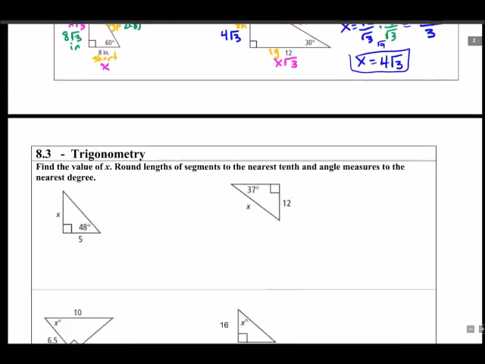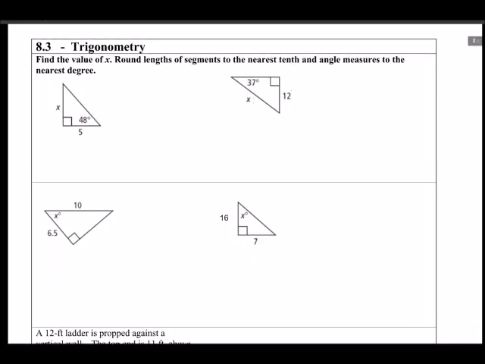Okay, on to 8.3. Trigonometry. You know how I do enjoy this. So, SOH-CAH-TOA. And don't forget, check your calculator. Sine 90 equals 1. If not, press that mode button.